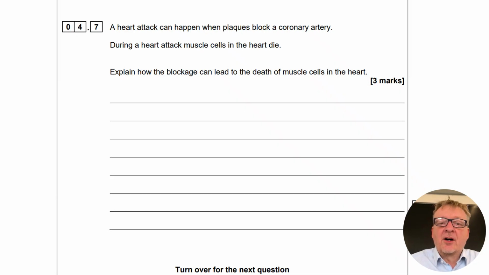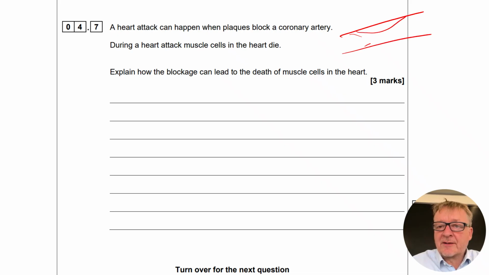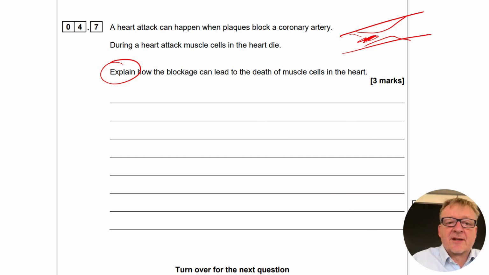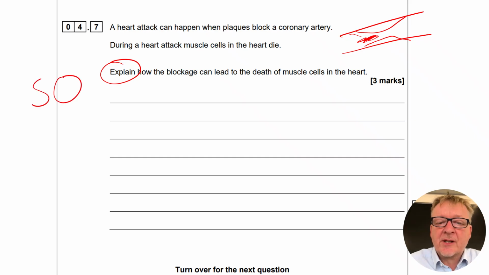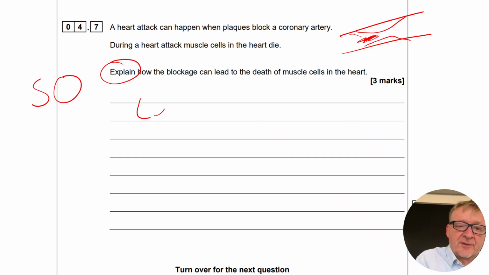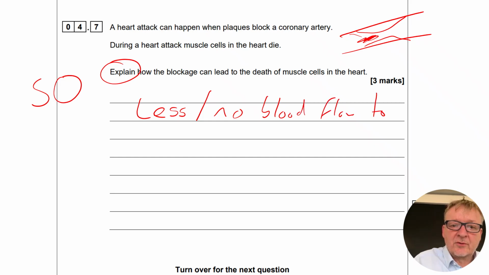4.7. A heart attack can happen when plaque blocks the coronary artery. So there's your artery, there's your plaque, and eventually this area here will get blocked. During a heart attack, muscle cells in the heart die. They're not getting the blood. Explain how the blockage can lead to the death of muscle cells in the heart. Right, let's start with a bit of description. So there is less or no blood flow to the heart. So that's what a heart attack actually is.